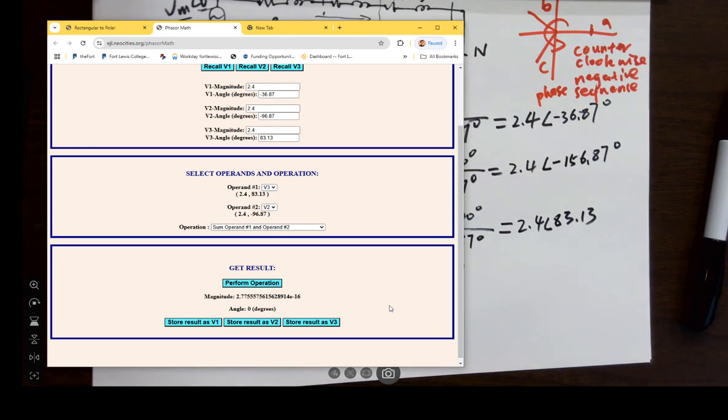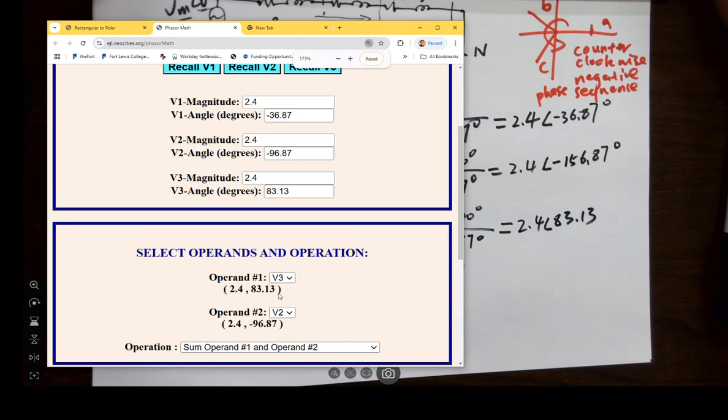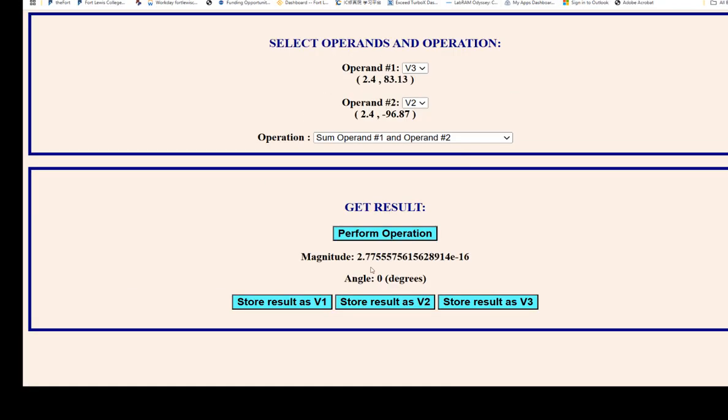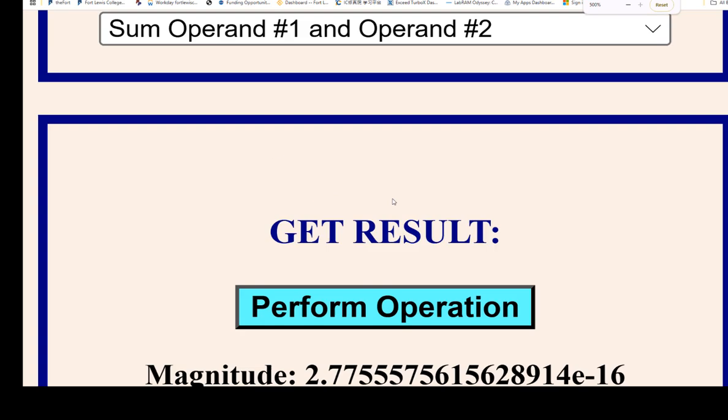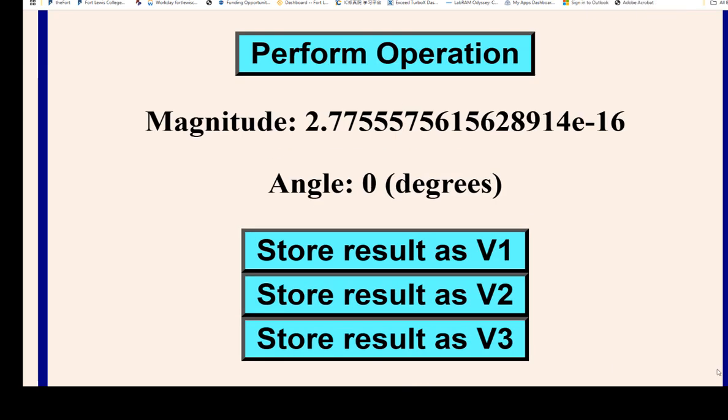Can you see that? It's really small. I'm sorry for that. Let's see if I can zoom in. Yeah, I can zoom in. Great. So that's the amplitude. That's the angle. Okay. But the amplitude is like e to the negative 16th. It's 0, right? It's basically 0.